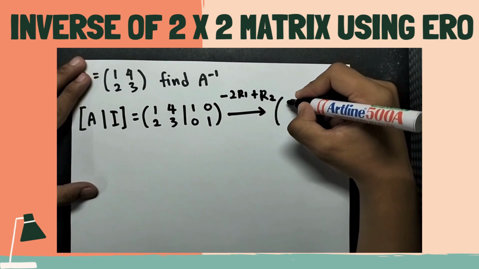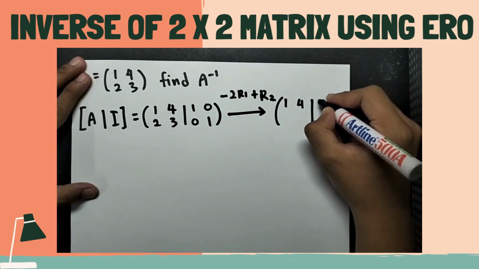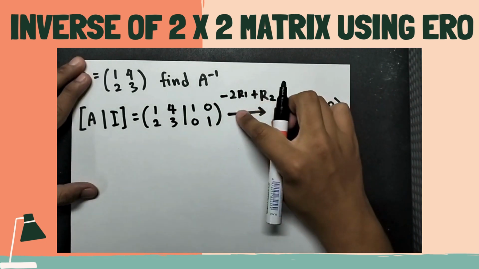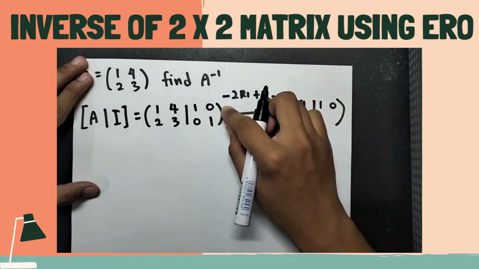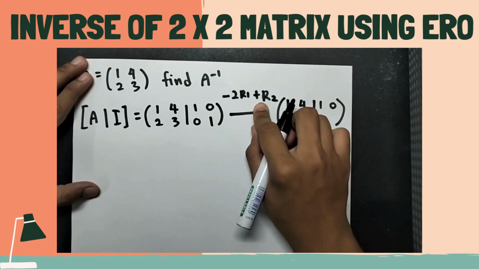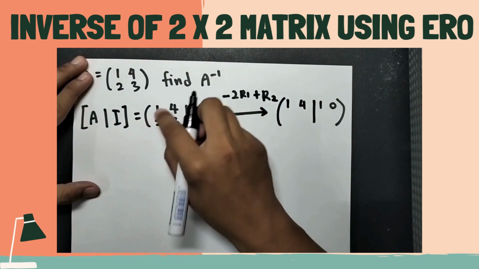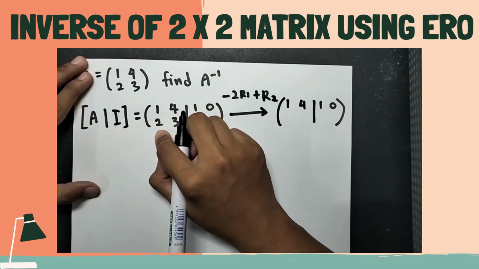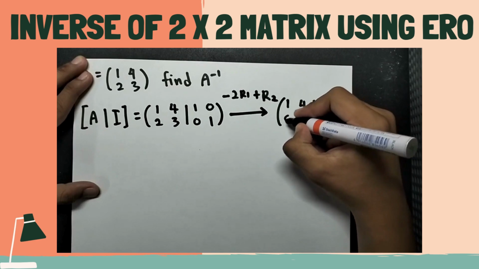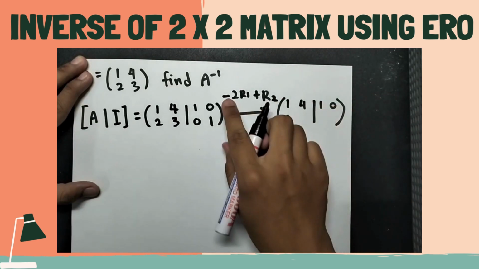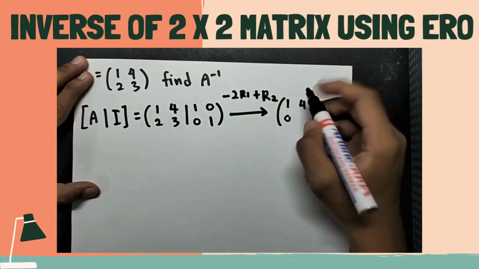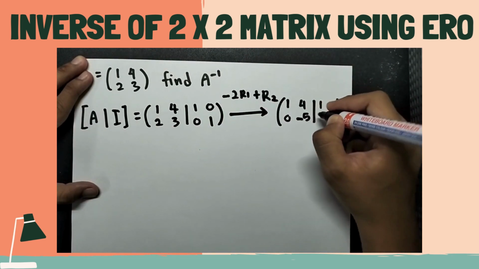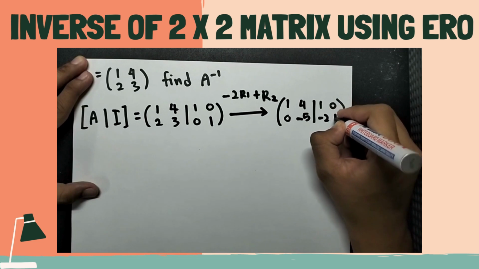Row 1 will still remain the same, which is 1, 4 and 1, 0. But row 2 will follow this equation. For example, negative 2 R1 plus R2. Negative 2 times 1 plus 2, and we will get 0. Negative 2 times 4 plus 3, and we will get negative 5. The rest is the same.